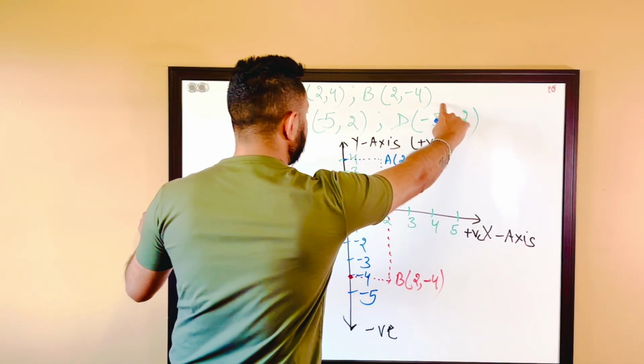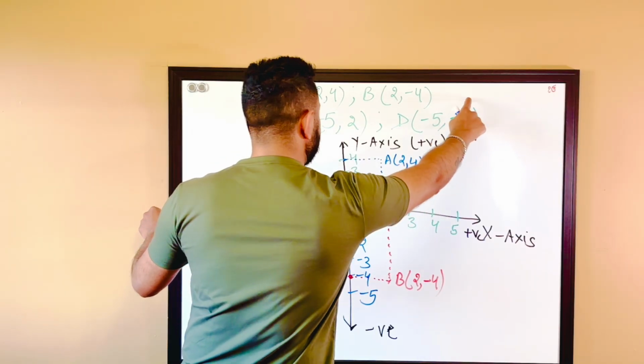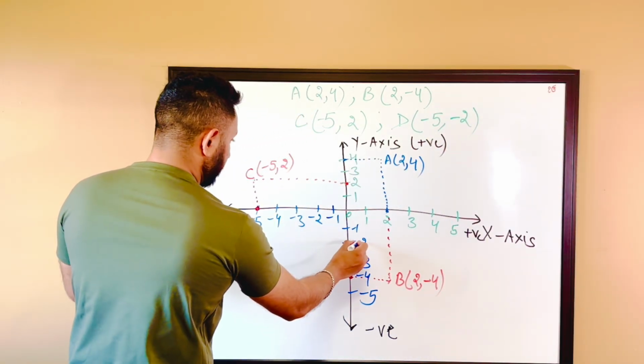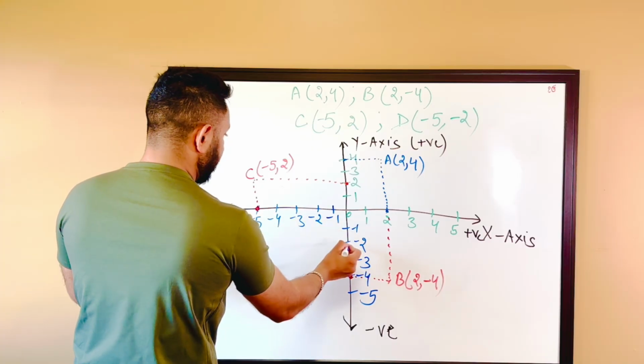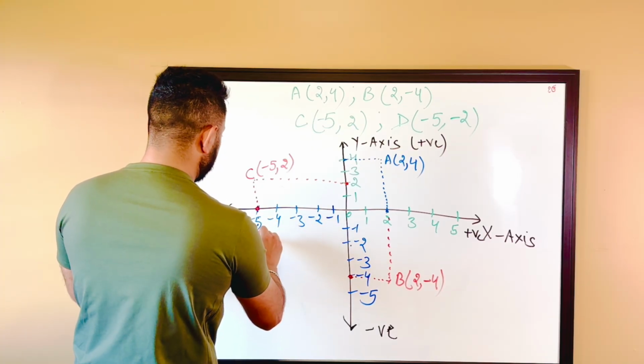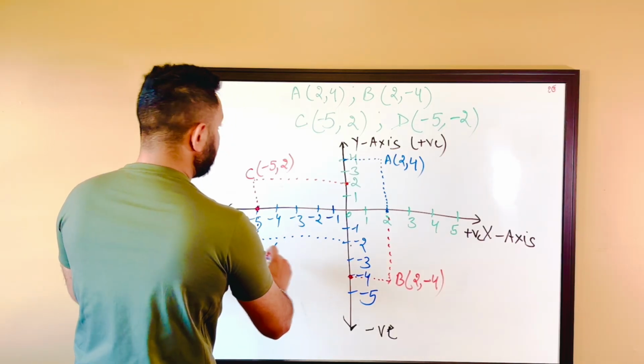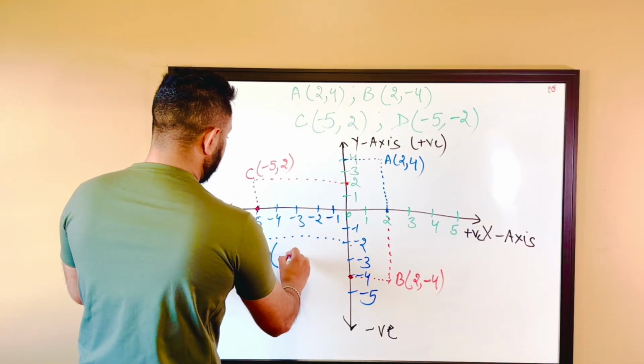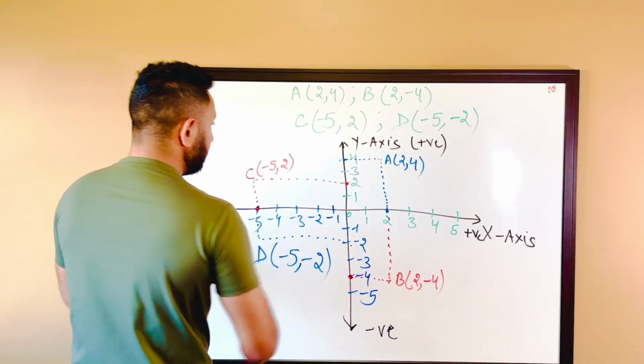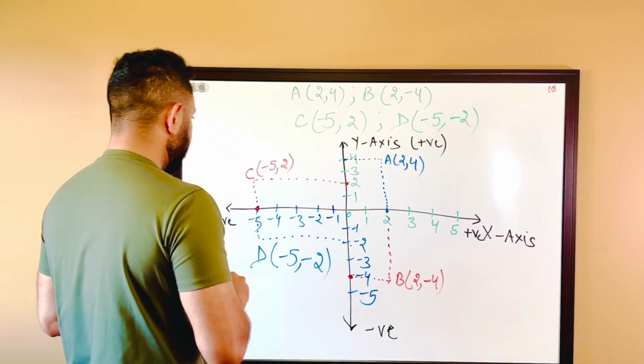Like the x coordinate is minus 5 and the y coordinate is minus 2. So this is the x coordinate and this is y. So this is going to be D: minus 5 and minus 2.